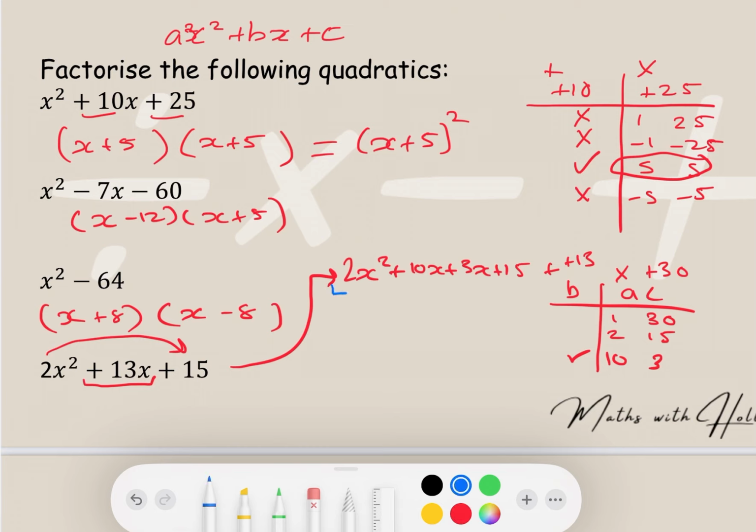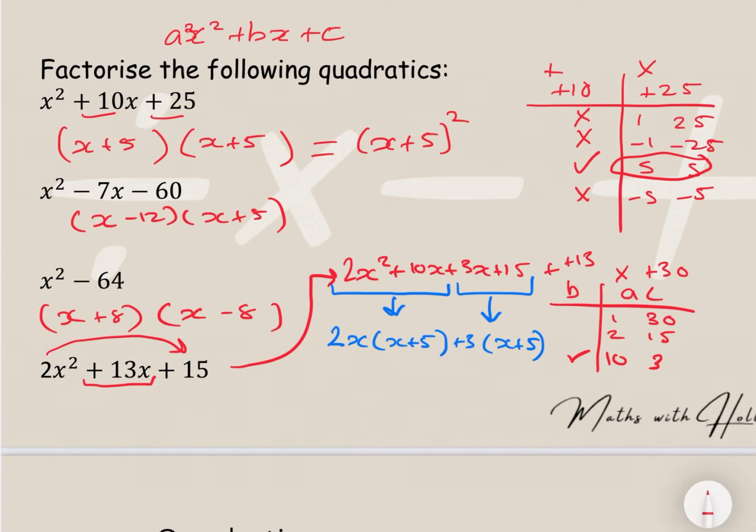What I'm going to do now is split this quadratic into two, and I'm going to factorise them separately, just using basic factorisation. So they both have a 2 in common, they both have an x in common. And then if I open the bracket, inside is x plus 5, because that makes 2x squared plus 10x. Then the second half, 3 is what they have in common, and on the inside is x plus 5. You should notice that they both have the same bracket.